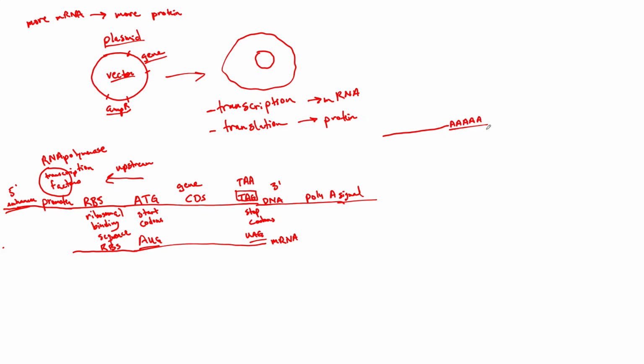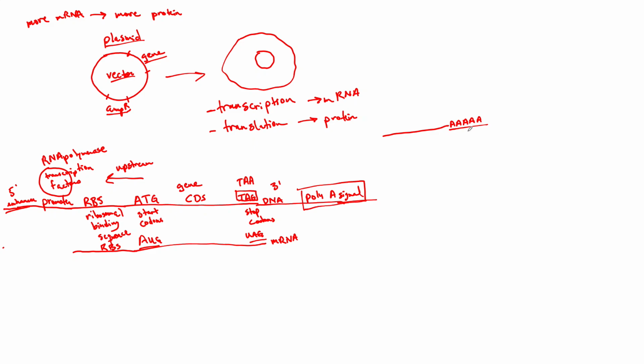This is not found in the gene, it's not found in the DNA, it's added after transcription happens. But there is a signal downstream of the coding sequence that must be there in order for the polyadenylation for these poly-A's, for these multiple adenosines to be added.